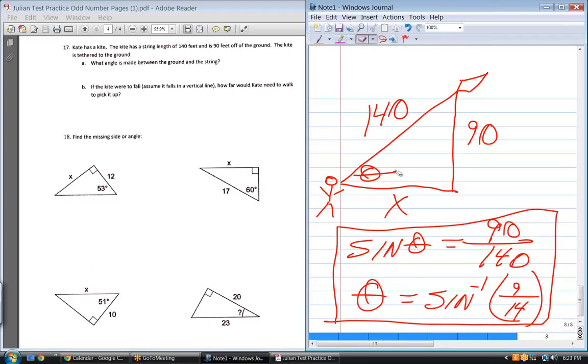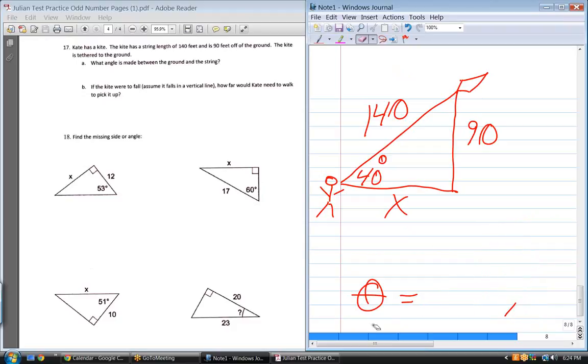Okay. So what's the inverse sine of 9 over 14? Do you know? Do I need a calculator to do it? Yeah, you do. In other words, that's not a standard Pythagorean triangle. Not a 3, 4, 5 or a 5, 12, 13 or any of those. It's 40.005. We'll round it off to 40 degrees. So that's our picture so far. That's all we know.